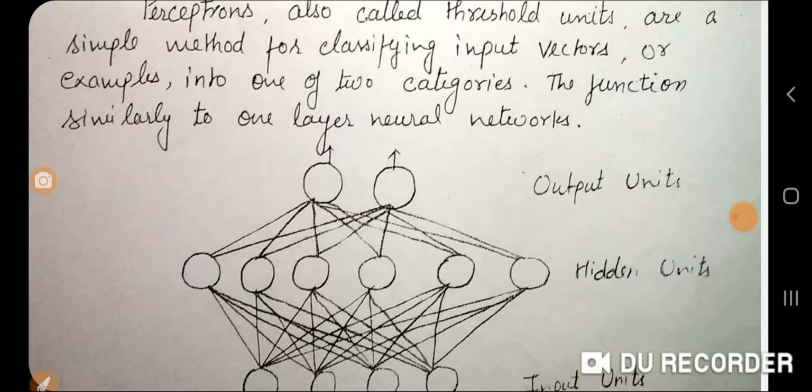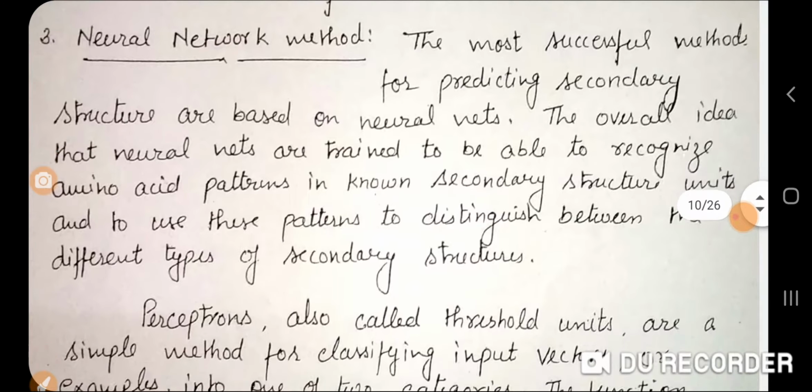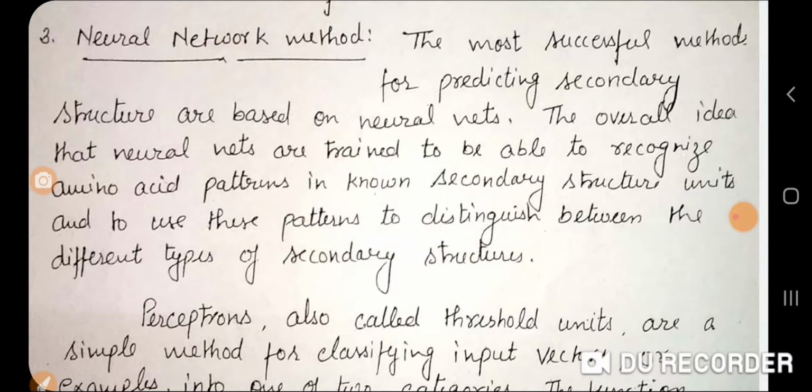Like you have seen the net of a racket, how compactly it is woven, in the same way it is a net. The overall idea is that neural nets are trained to recognize amino acid patterns in known secondary structure units and to use these patterns to distinguish between the different types of secondary structure.